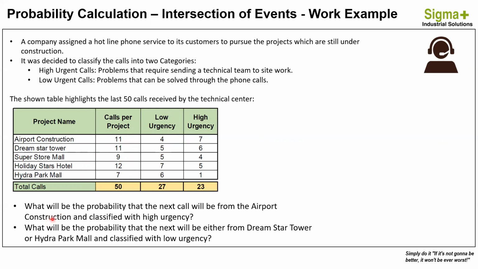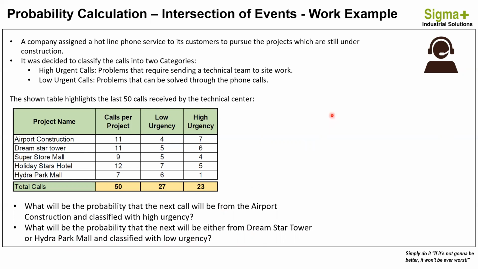So what are the requirements here? Well, what is the probability that the next call will be from the airport constructions and classified with high urgency? And the second requirement is, what is the probability that the next call will be from either the Dream Star Tower or the Hydra Park Mall and classified with low urgency?